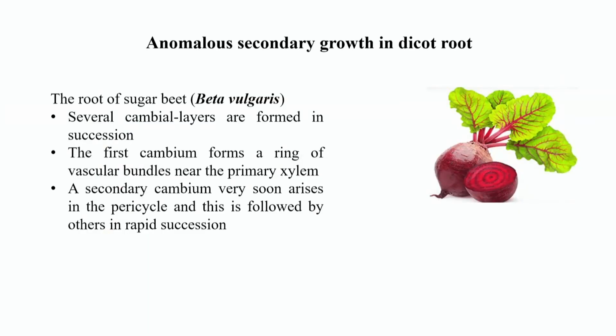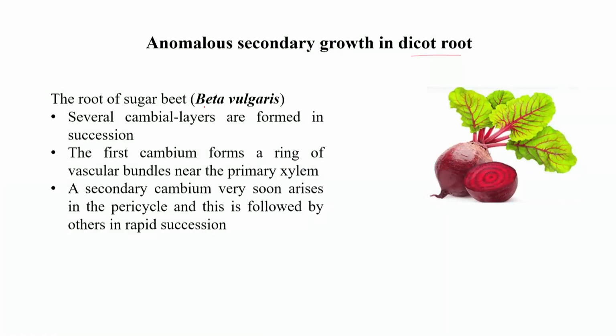Now coming to anomalous structure in dicot root. See, root also exhibits a lot of anomalous behavior, so some examples of that we will try to understand. Now one example is about sugar beet or beetroot, which is Beta vulgaris. See, you all would have seen it. It's an underground root which has been modified.